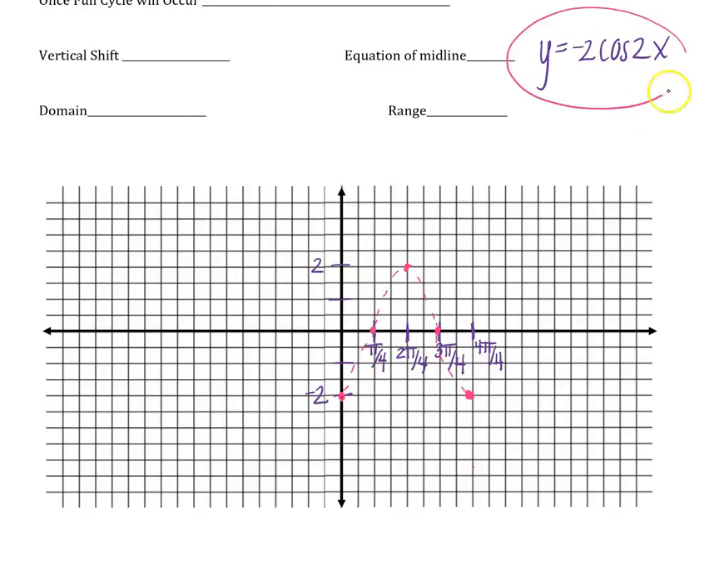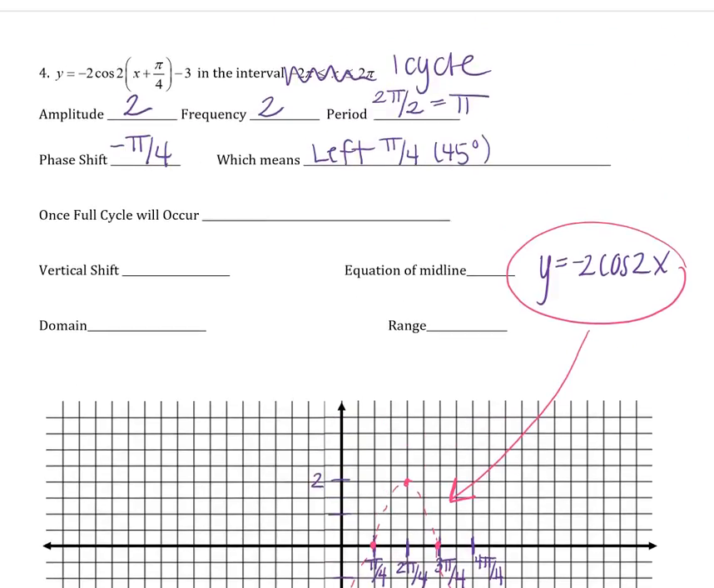So again, that pink function is the function without the phase shift or the vertical shift. Now I'm going to take this pink function and shift everything to the left 45 degrees and then down 3. Did I forget to mention that somewhere? Oh, here it is. It has to go down 3. Forgot to fill in the vertical shift.